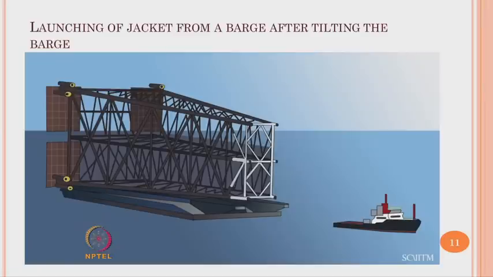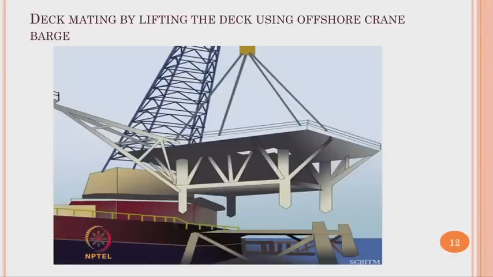This picture again gives you a view of how a jacket is launched using a barge. After tilting the barge, this is actually the barge which is towing and launching. Once the launching is completed, it will be upended and the jacket becomes vertical, and these are the spud cans or the portions connected to the pile foundation at the sea floor.